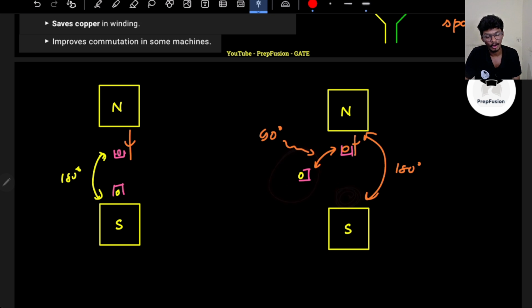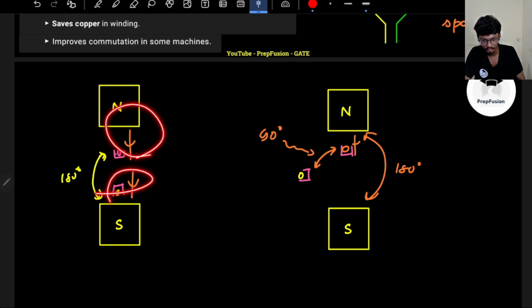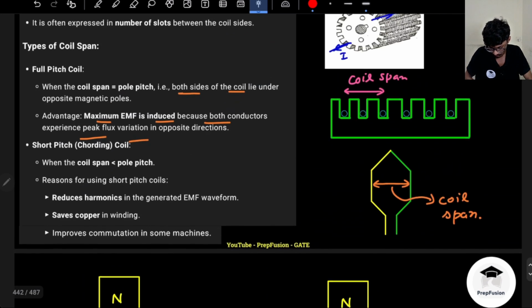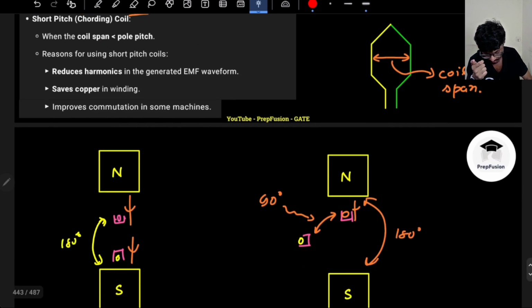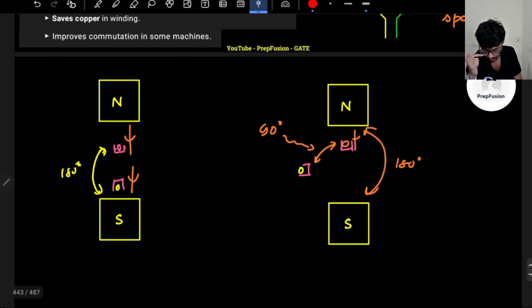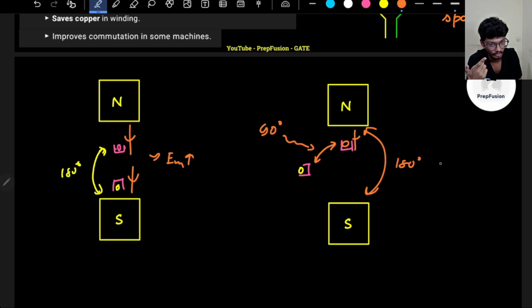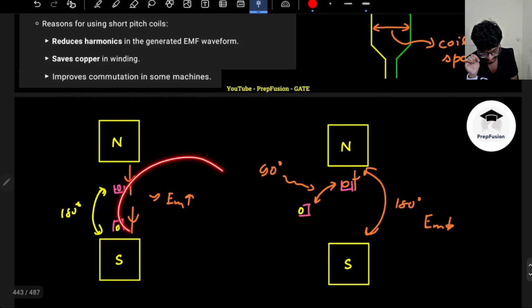So what is the advantage or disadvantage? We will discuss that. The advantage is that it will observe the maximum flux. That is what is written over here. So the peak value of the flux will be more here. So the peak value of the induced EMF also will be higher than a short pitch coil. The peak value of the induced EMF reduces in a short pitch coil, but here the peak value increases. Okay, but there are a few disadvantages as well.